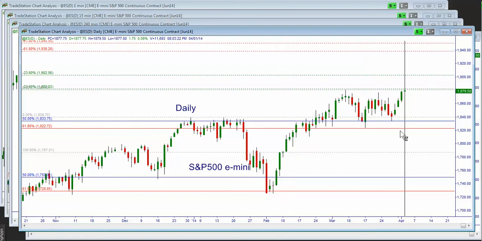So until we see a failure of the sequence of measure move, that's the price we're going to consider.